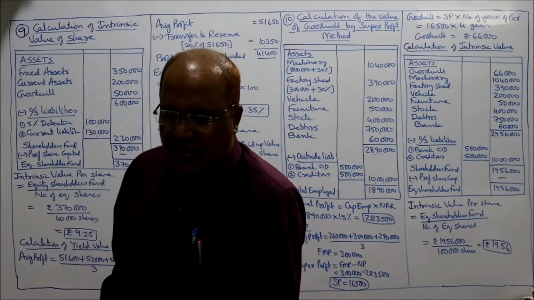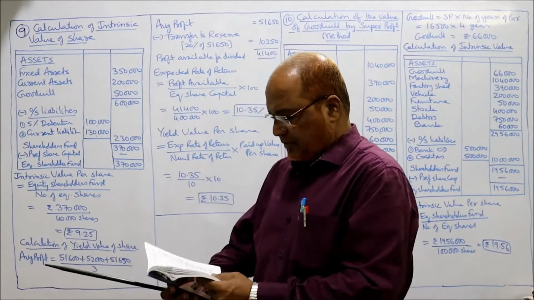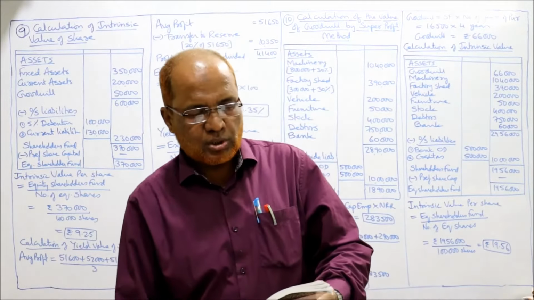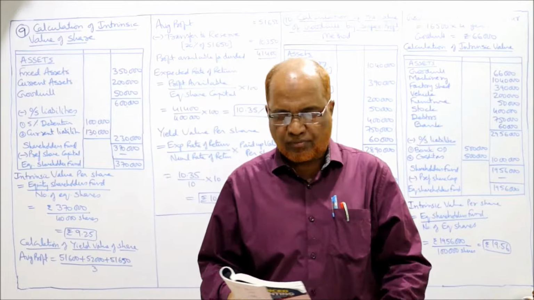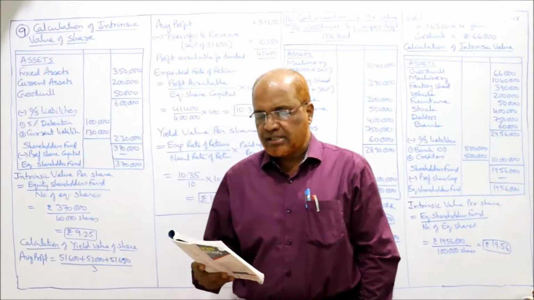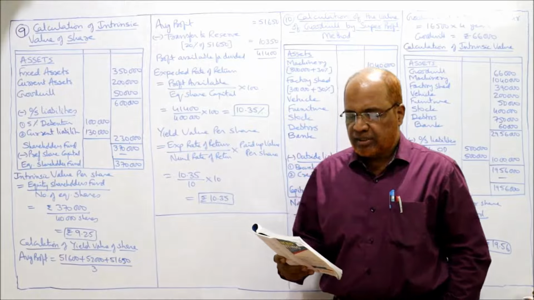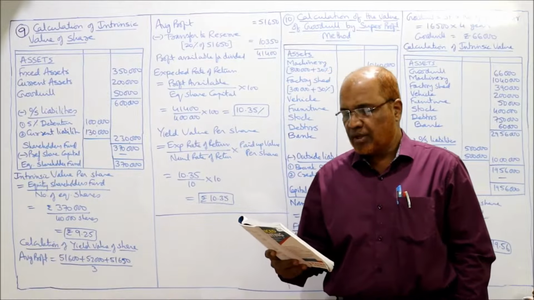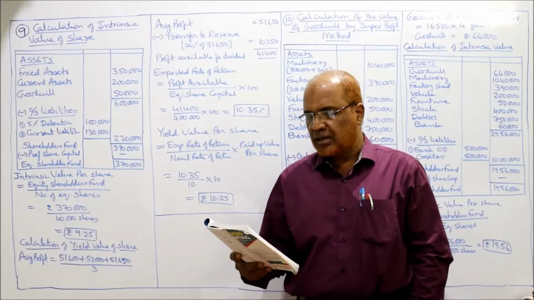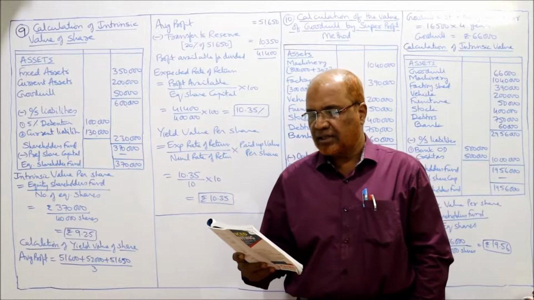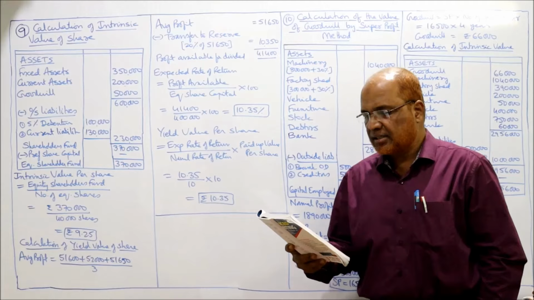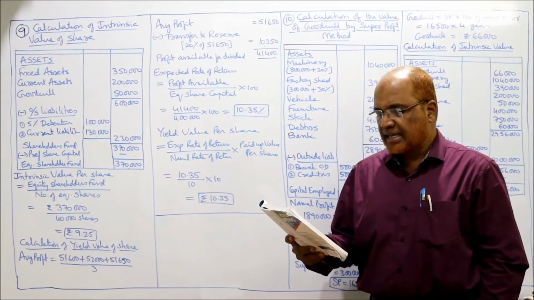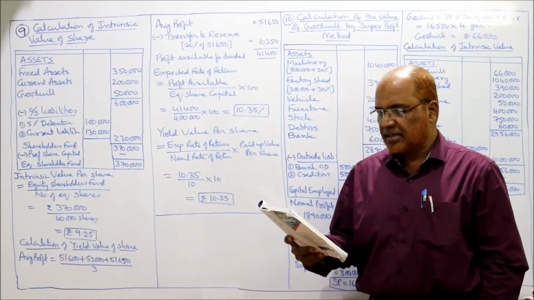Now we'll start problem number 9. On March 31st, 2005, the balance sheet of a limited company disclosed the following position. The balance sheet is given: equity and liabilities, shareholders' fund, share capital 4 lakh, reserves and surplus 1 lakh 10,000, long-term borrowings 5% debentures 1 lakh, current liabilities 1 lakh 30,000. So two outside liabilities are there, 5% debentures and current liabilities. Then assets: tangible assets, intangible assets, current assets.